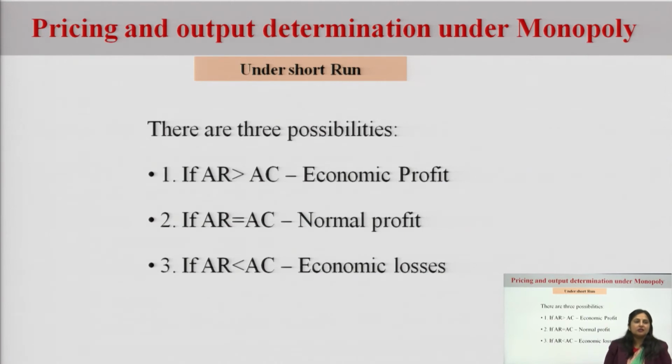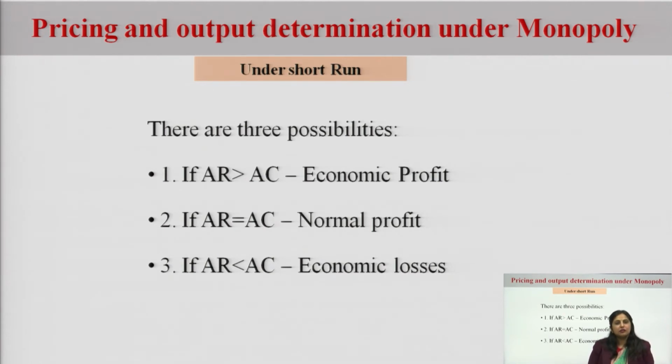Now, to understand what kind of profits there would be, there can be three kinds of situation under the short run. Let us revise: what is the short run? The short run is the situation where the seller can only increase or decrease output up to the extent of the availability of the variable factors of production.